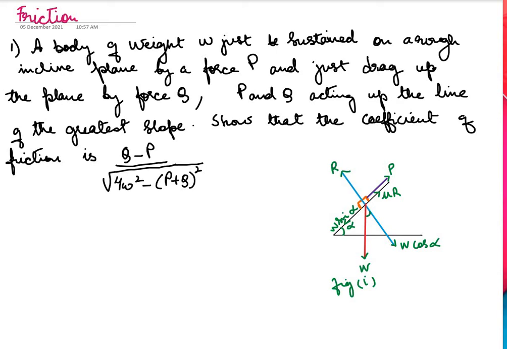So here the question is: a body of weight W can just be sustained on a rough inclined plane by a force P and just dragged up the plane by a force Q. What does it mean here?